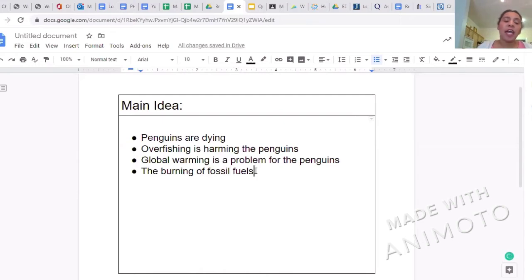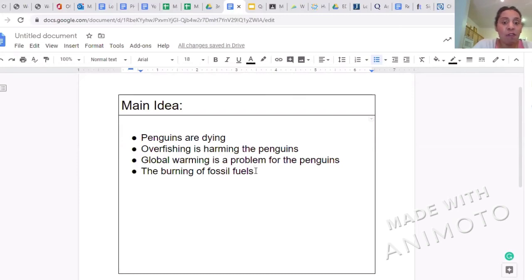Okay, guys, so now I'm going to take all these ideas and I'm going to ask myself, what is the author trying to tell me? I know that the topic of this passage is penguins. That's what the author's been talking about the entire time. And I'm going to look at the details that I've gathered to think about what is the author trying to tell me about penguins. Well, the first detail tells me that penguins are dying.